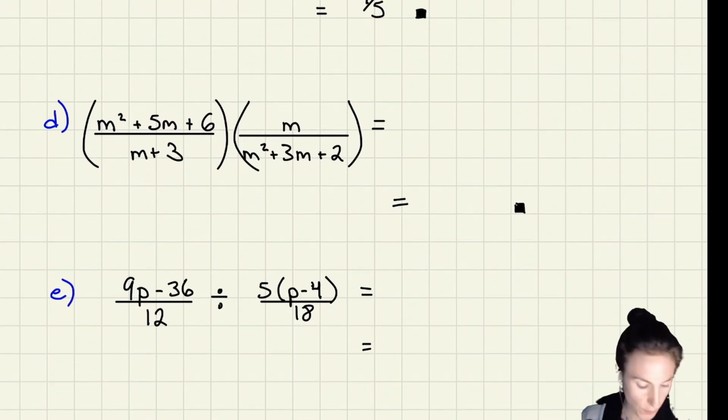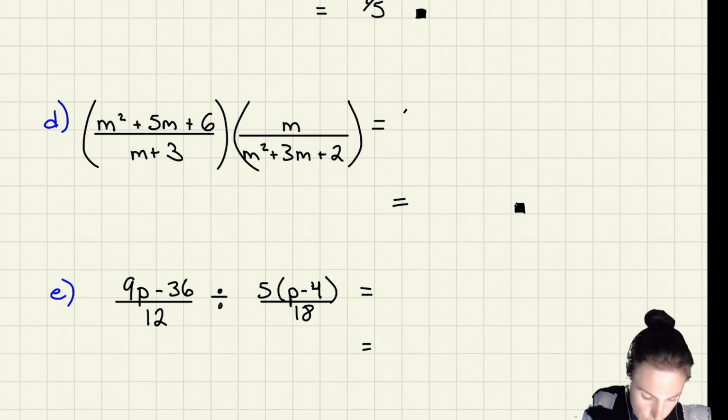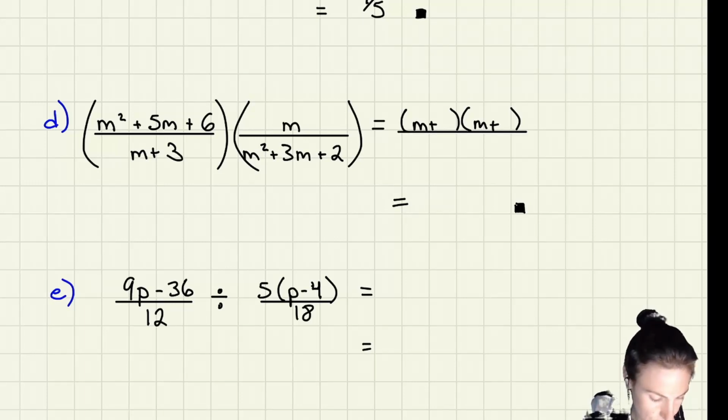This next one, we're going to factor the top and the bottom. So I'm going to need an m because I have pluses in both the cross term and the linear term. I'll have plus and plus. 2 times 3 is equal to 6, and when added, it gives you 5. So this is a 3, this is a 2. I have an m plus 3 here.